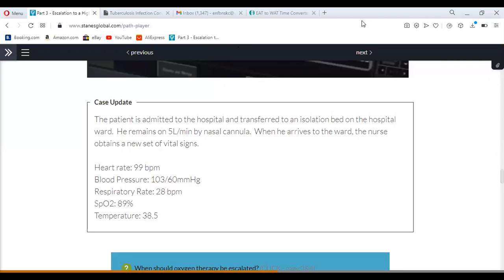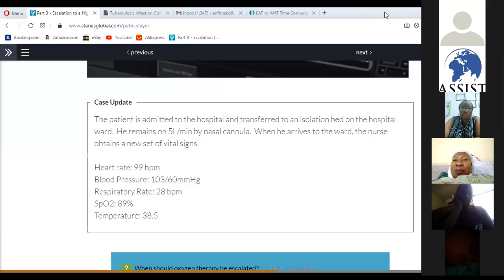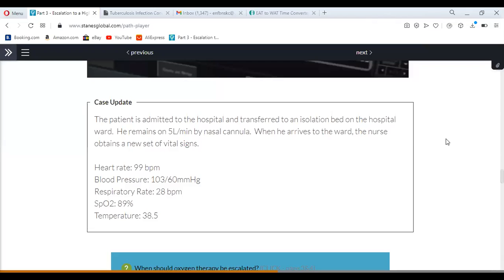the patient is admitted. Like you all said, yes, this patient needs to be admitted. Now, finally, the patient is admitted to the hospital and transferred to an isolation bed on the hospital ward. He remains on 5 liters per minute of oxygen via nasal cannula. When he arrives on the ward, the nurse obtains a new set of vital signs, different from the ones that were recorded on presentation. The heart rate now is 99 beats per minute. Blood pressure is still almost the same, 103/60 millimeters of mercury.